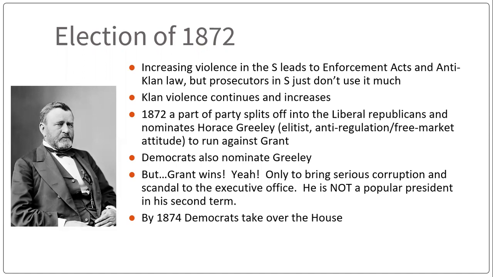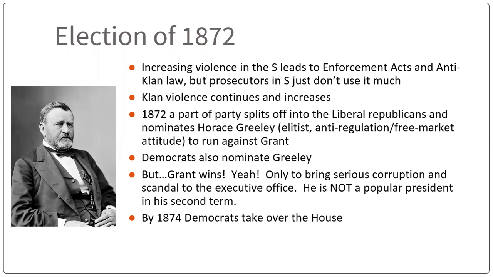In 1872, a part of the party is going to split off into the liberal Republicans, and they are going to have this guy named Horace Greeley who is going to run against Grant. Democrats also nominate Greeley, but Grant is going to win somehow, only to bring serious corruption and scandal to the office for his second term. So in his second term, he's very, very unpopular.